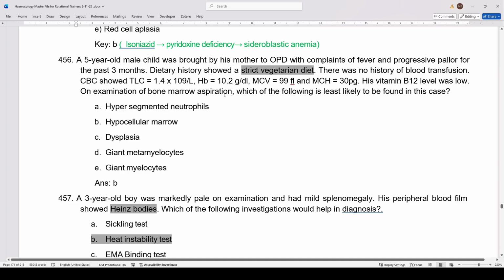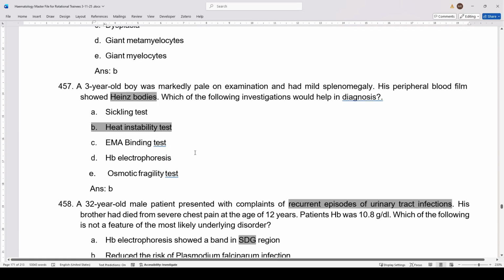So when we do bone marrow examination, which is least likely to be found? What we will not find is the hypocellular marrow. In megaloblastic anemia the bone marrow is hypercellular, okay, so we will not see this feature here. Yes, we will see mild dysplasia, okay, giant metamyelocytes, giant myelocytes, we can see them in the bone marrow.